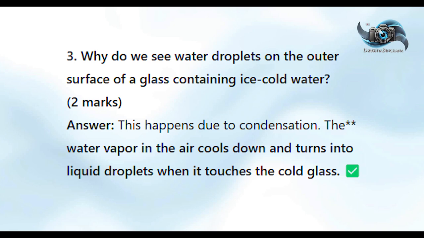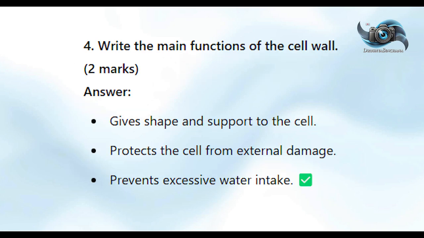Question number 3. Why do we see water droplets on the outer surface of a glass containing ice-cold water? Answer. This happens due to condensation. The water vapor in the air cools down and turns into liquid droplets when it touches the cold glass.